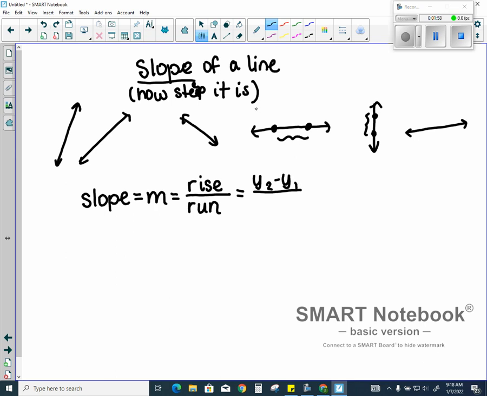So if one of my points is called x1, y1, just to be generic, and the other one is called x2, y2, we find the rise by subtracting the y's. It rhymes if that helps. And we find the run by subtracting the x's. So one way that we can find the slope of a line, if we're given 2 points on our line, is to compute the rise over the run.